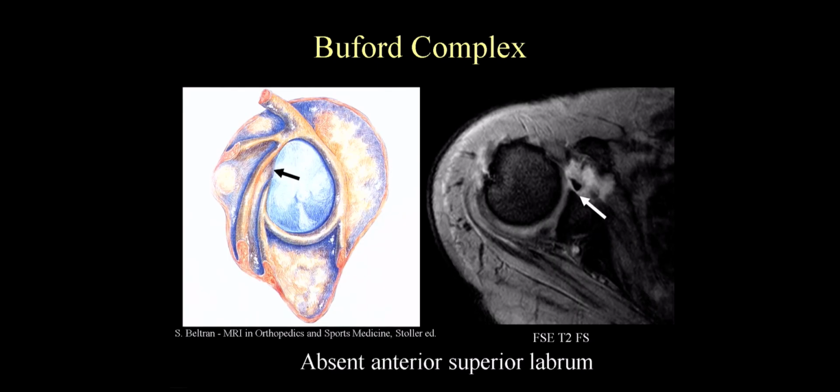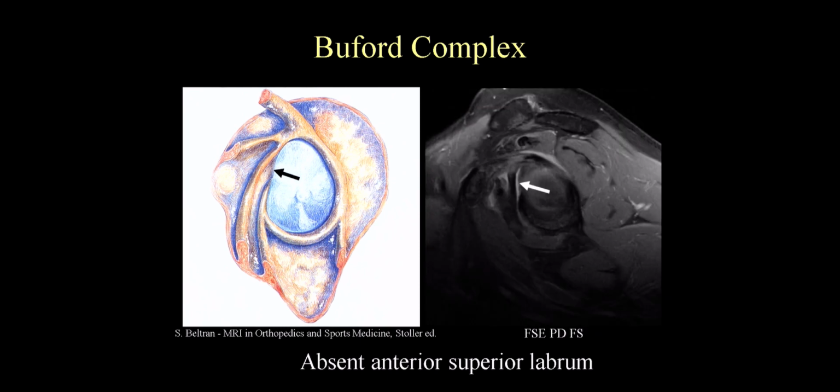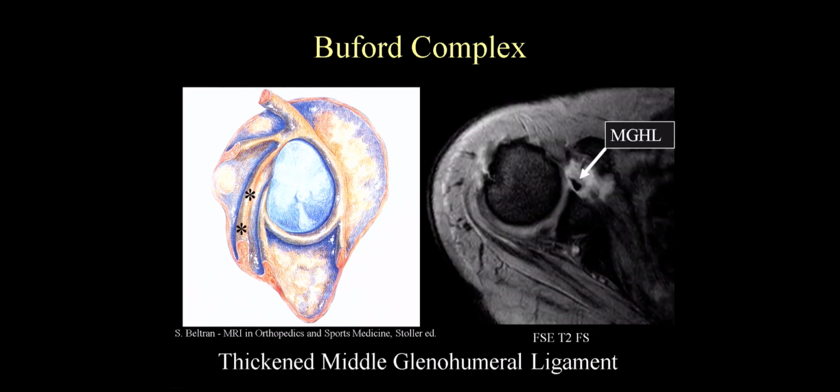Another thing is the Buford complex. What this represents is two things. This is an anterior superior labrum that's absent, and then we also have a thickened middle glenohumeral ligament. There are three focal thickenings of the anterior and the anterior inferior joint. Those thickenings of the capsule we call ligaments.